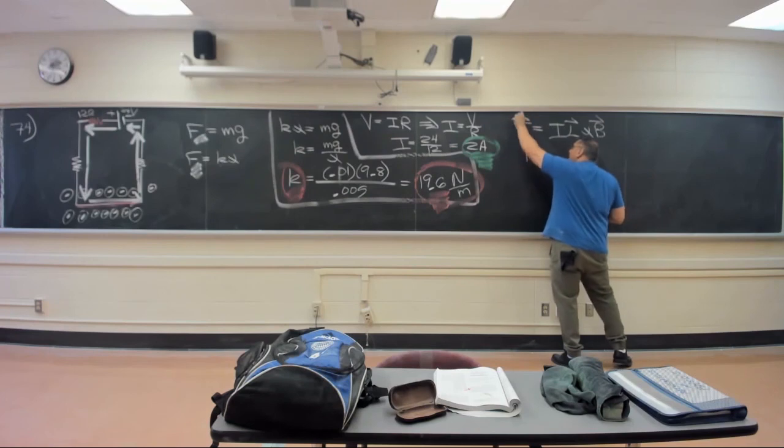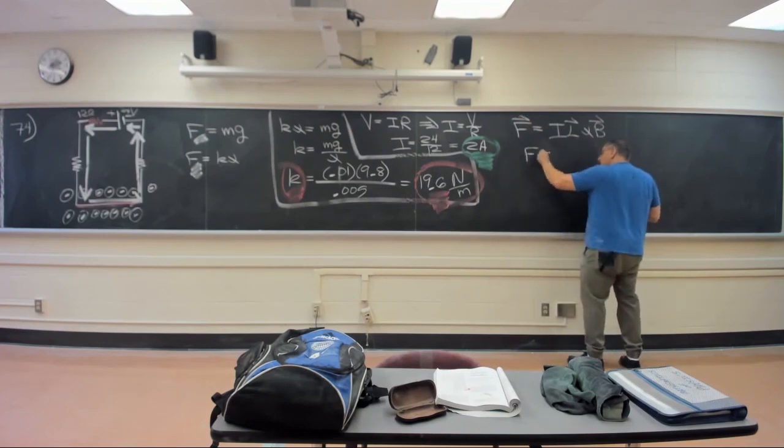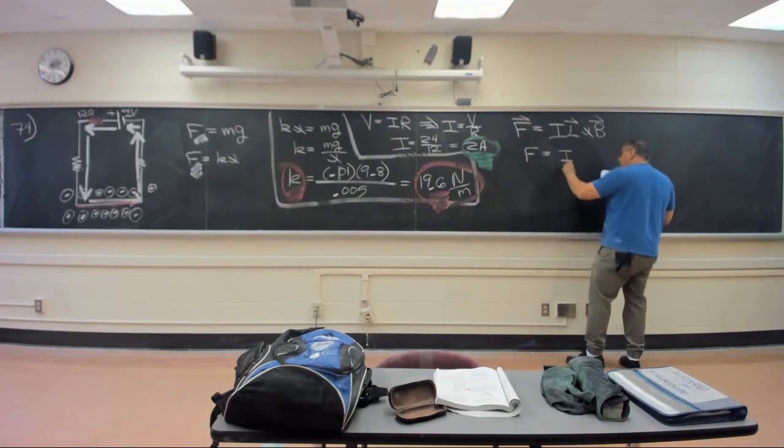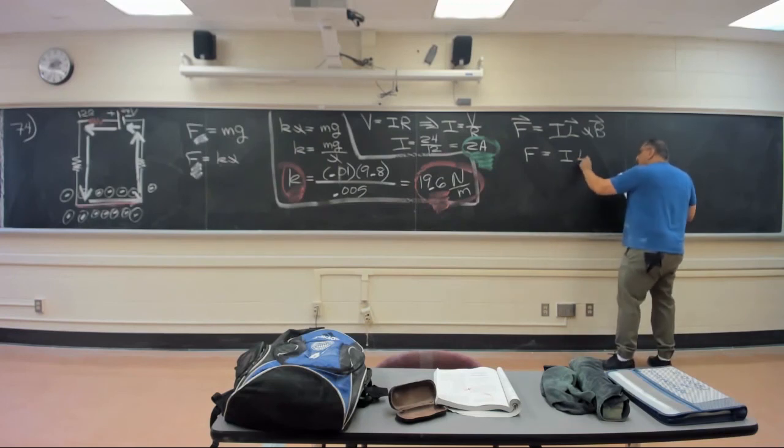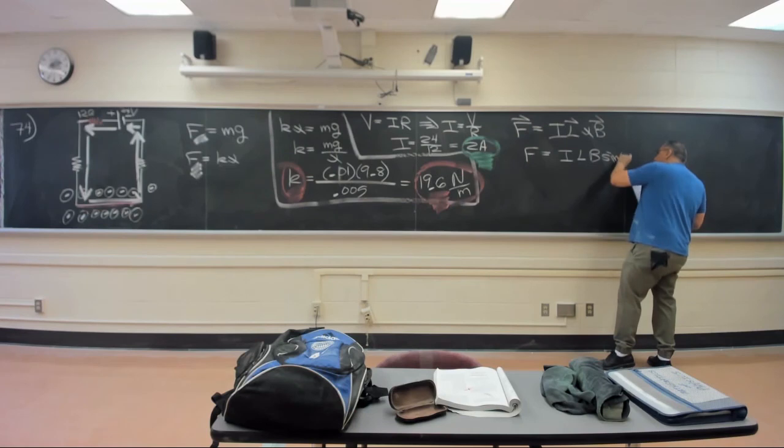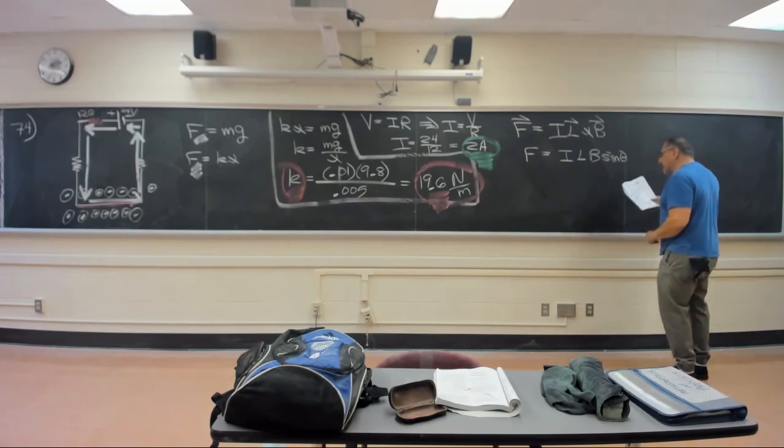There's a lot going on here, guys. In terms of magnitude, let's get the magnitude. As long as we know the direction, the magnitude's the main thing. If we can talk our way through the direction, theta equals 90 degrees.